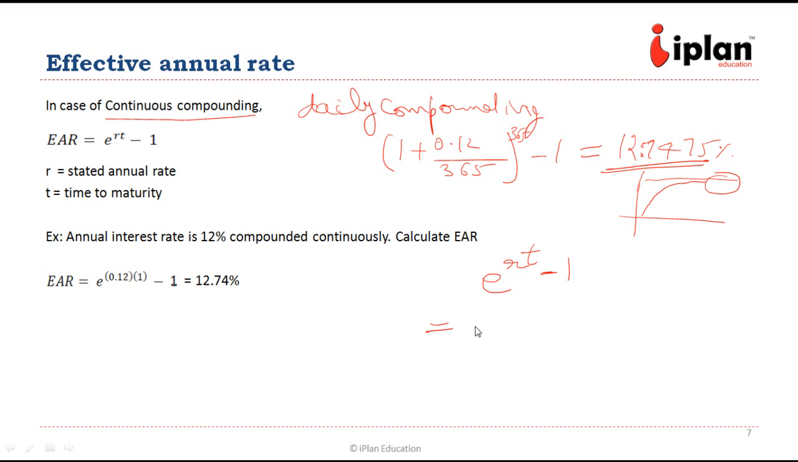minus 1. So in this case, e to the power 0.12, which is our interest rate, into the time period. If we want to calculate for 1 year, just multiply it by 1, minus 1, equal to 12.75%. This is the maximum limit.